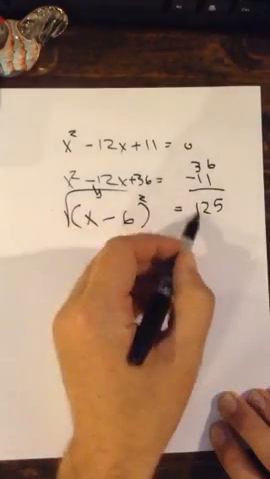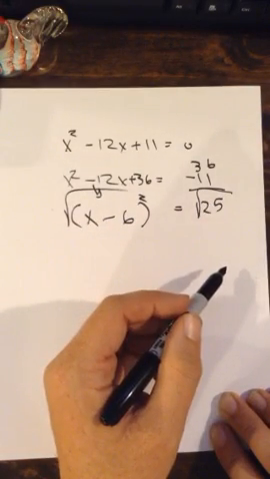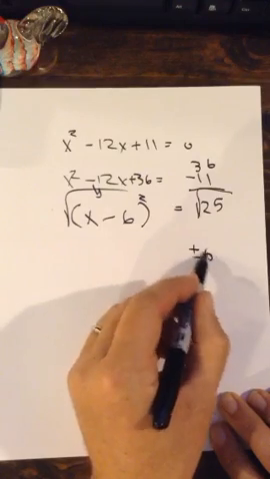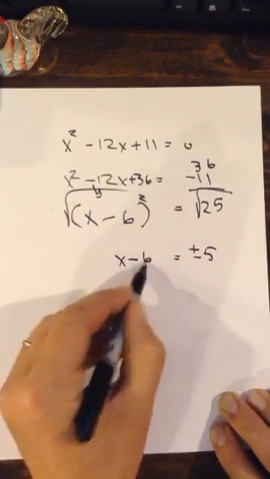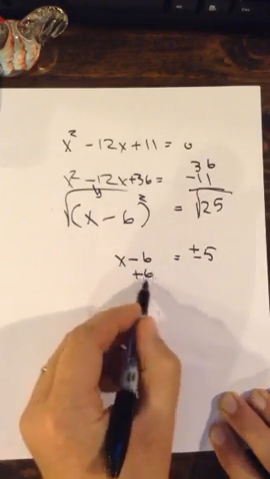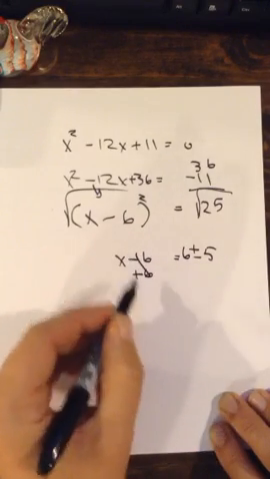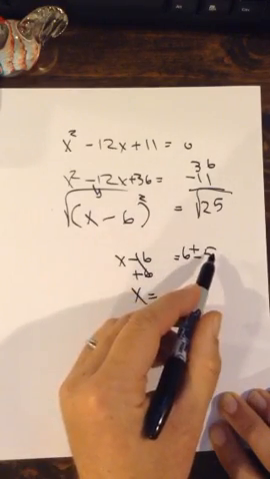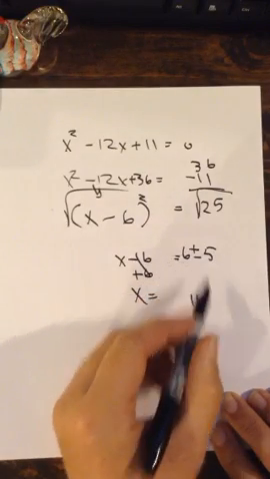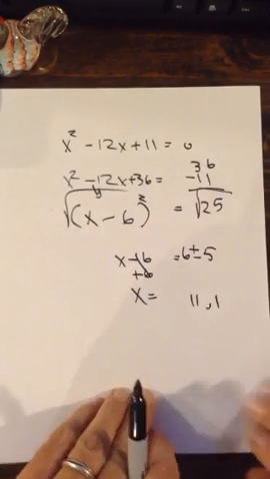Square root both sides. Square root of 25, right? Plus or minus 5. I add 6. 6 plus 5 is 11. 6 take away 5 is 1. We're done. Okay, do another one.